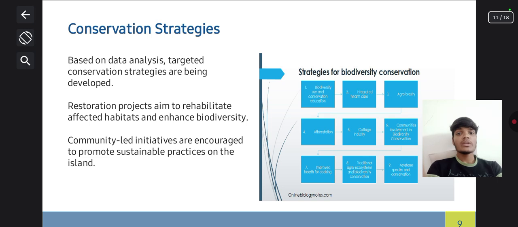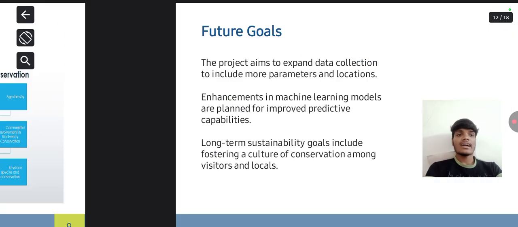Restoration projects aim to rehabilitate affected habitats and enhance biodiversity. Community-led initiatives are encouraged to promote sustainable practices on the Iceland.